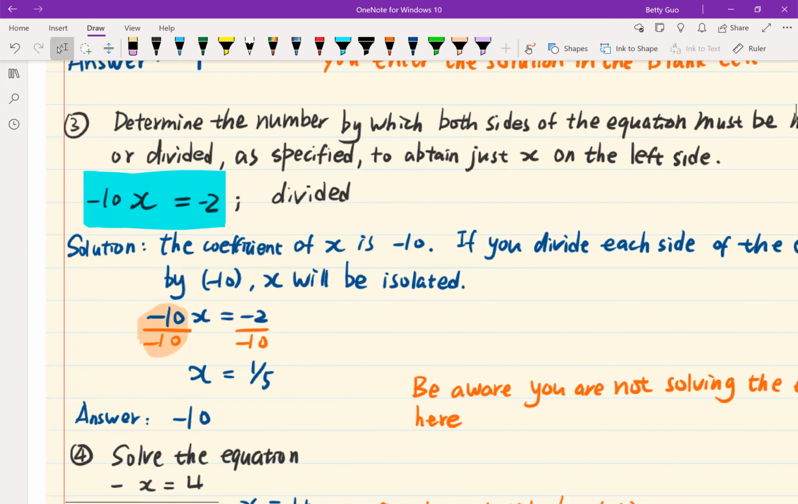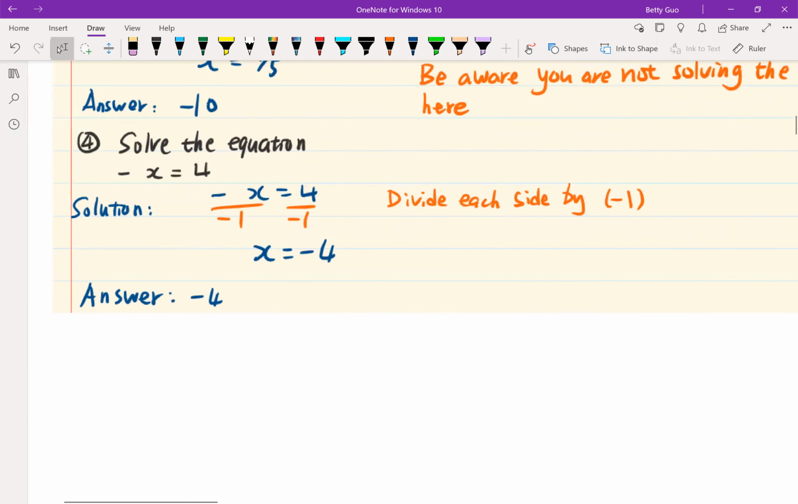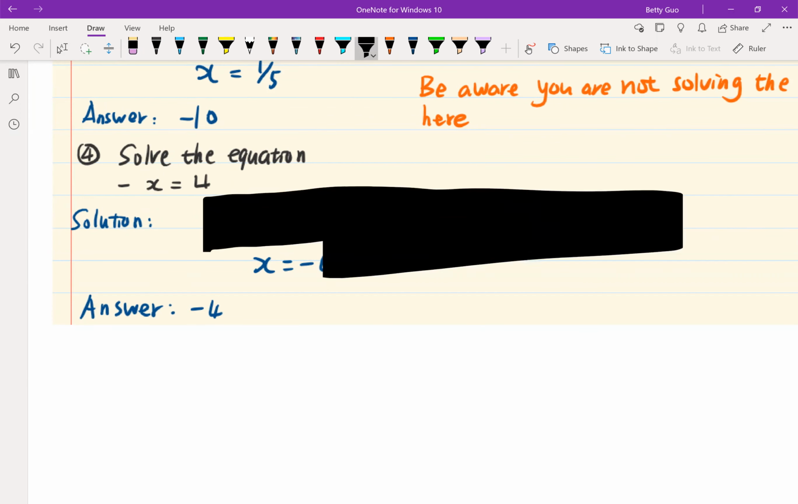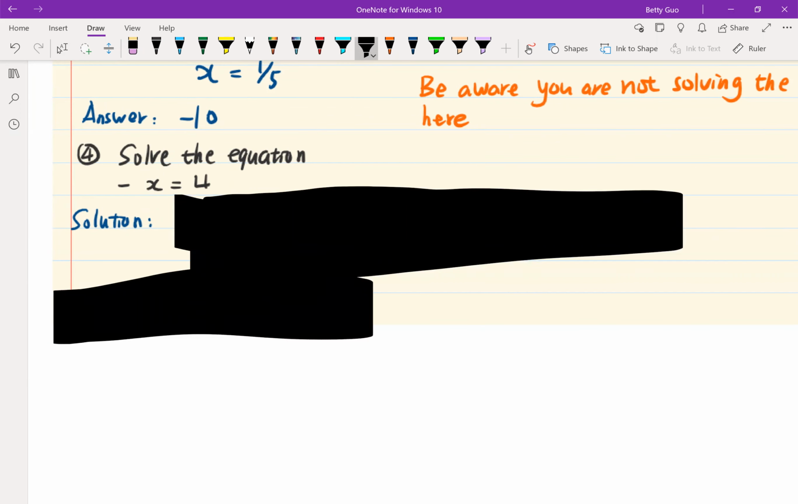All right, number 4, solve the equation. I'll give you a little time. Solve the equation, -x equals 4. The equation is -x equals 4. You are looking for the value of x that satisfies the equation.